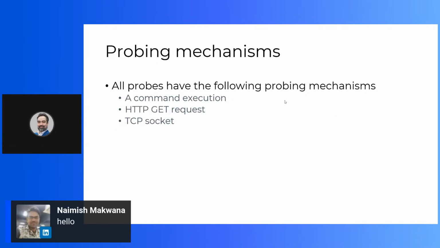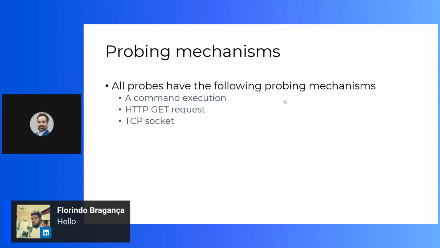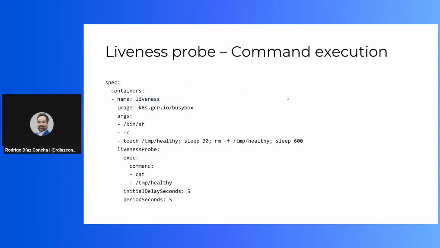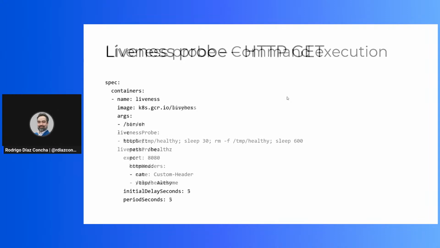So there are three probing mechanisms that we can use. The first one is a command execution. Maybe you want to execute a command or application to determine if your container is behaving correctly. Or maybe you can expose a HTTP endpoint so you can receive requests, so Kubernetes can know if this pod is behaving correctly. And there's also a TCP socket mechanism. And we showed you a couple of examples with the HTTP GET and the command execution as well.